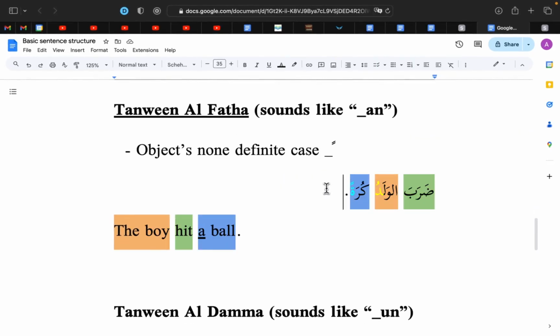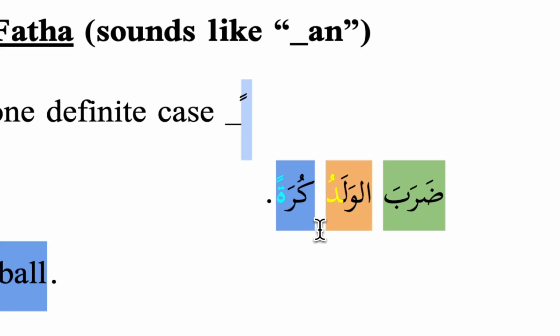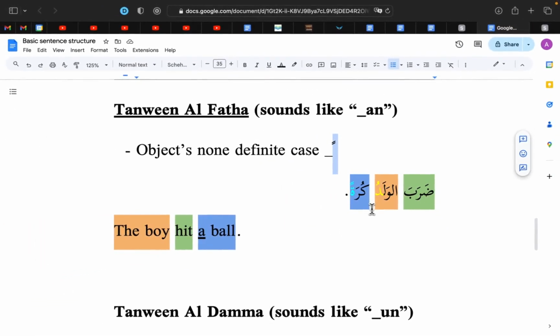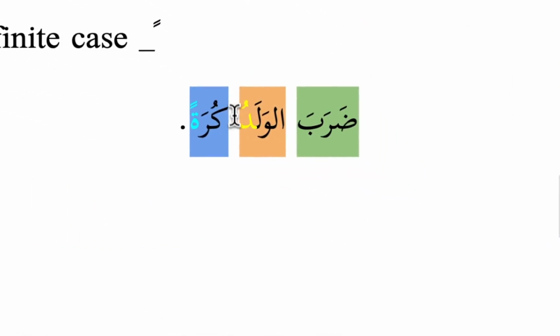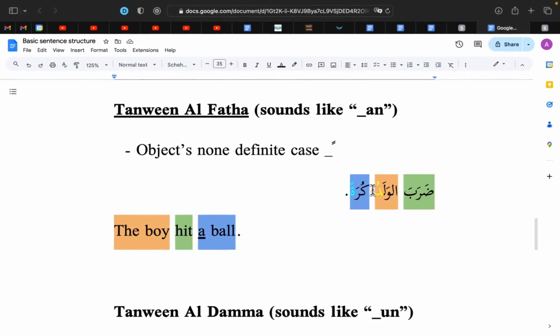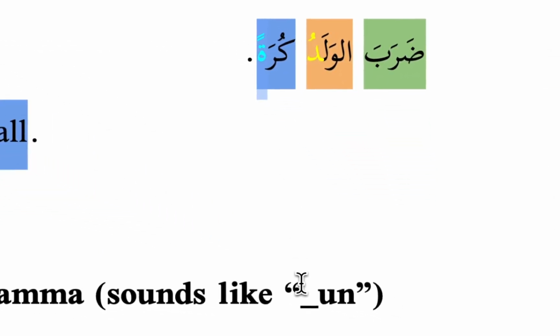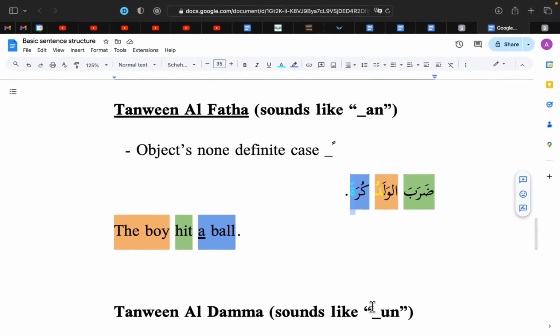Let's move on to tanween al-fatha, which sounds like an. And the underscore here represents any letter that tanween al-fatha will be on top of. And tanween al-fatha is just a double fatha, which comes on the object's non-definite case. And what I mean by that is dropping the al. Here, we drop the al in front of kura, and we say ضرب الولد كرة. So the boy hit a ball. We don't know which ball he hit, but he hit some ball. And it becomes tanween al-fatha on the object because it's non-definite.